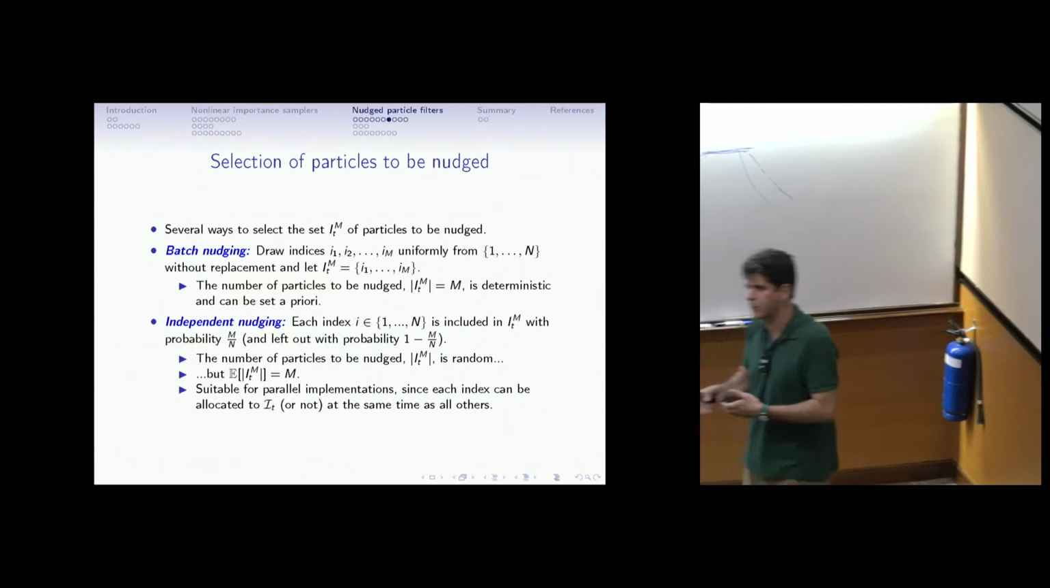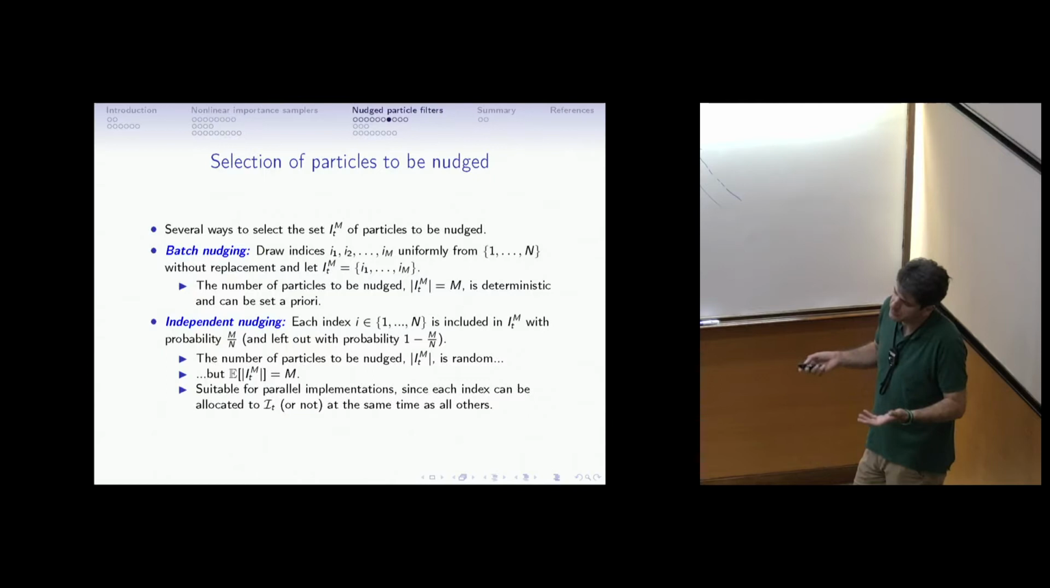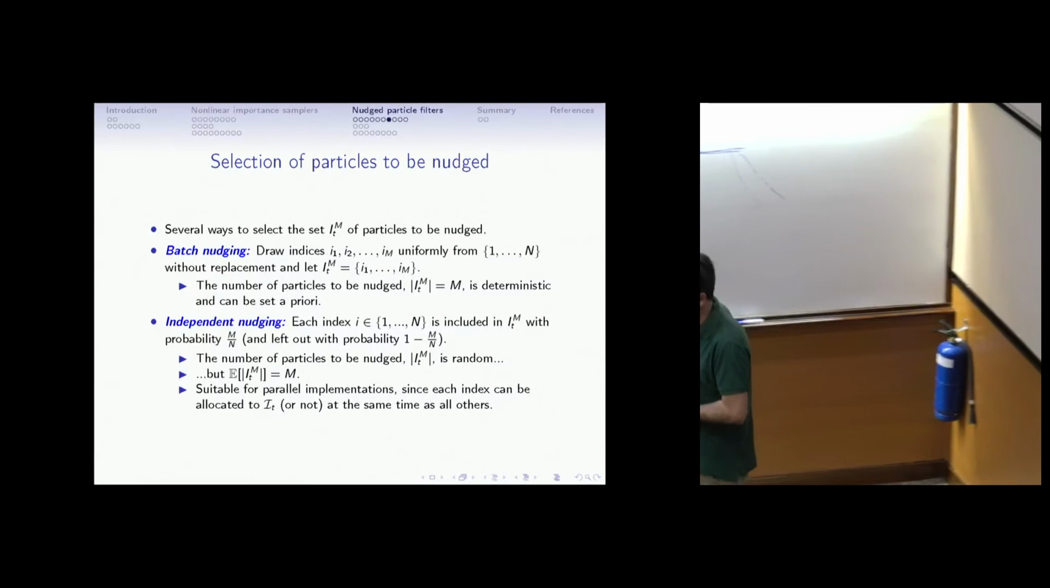One disadvantage, not for the simulations, but maybe if you need a more serious implementation, is that the number of particles that you nudge is going to be random. The expected number is m, but it will be a random variable. I think it's probably suitable for parallel implementations if you need something that runs really fast.